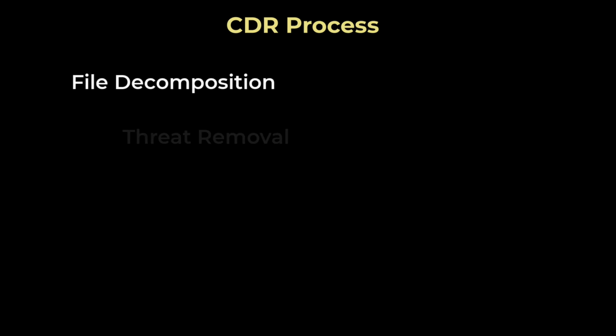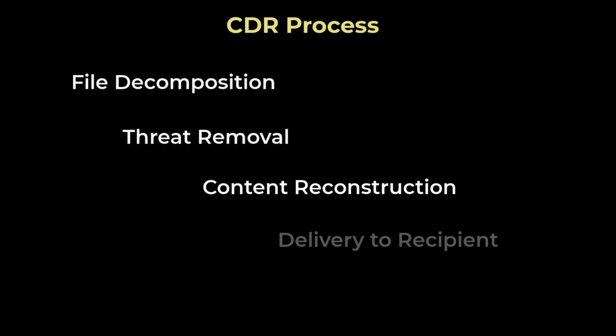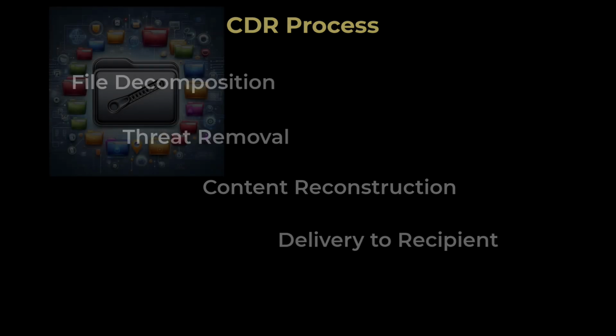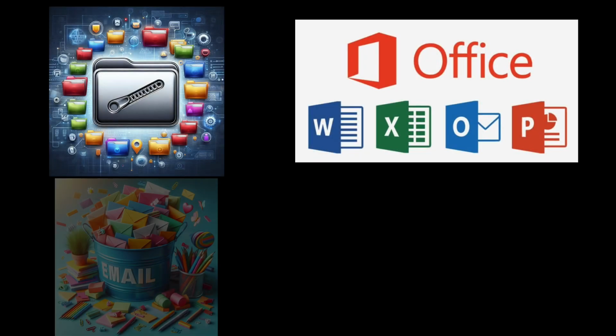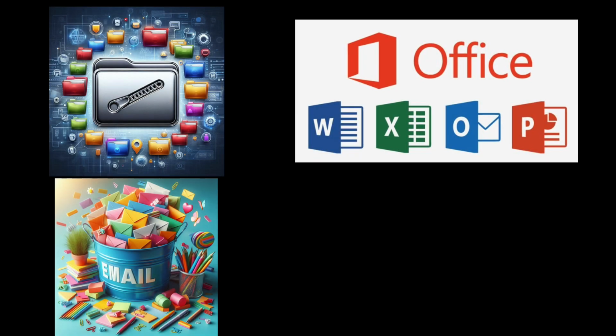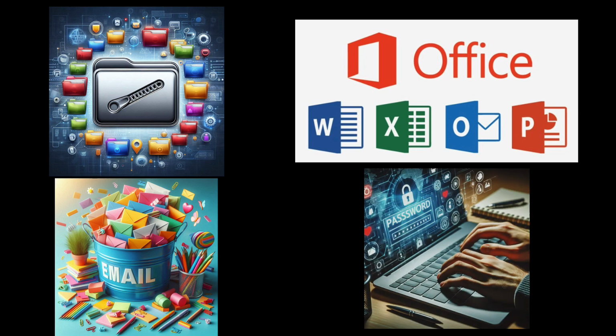CDR follows a four-step process: file decomposition, threat removal, content reconstruction, and delivery to recipient. CDR solutions usually support zipped files, documents, archives, email containers, for example, EML, MSG, and PST, images, and password-protected files. Now we step through each of the four CDR steps, starting with file decomposition.